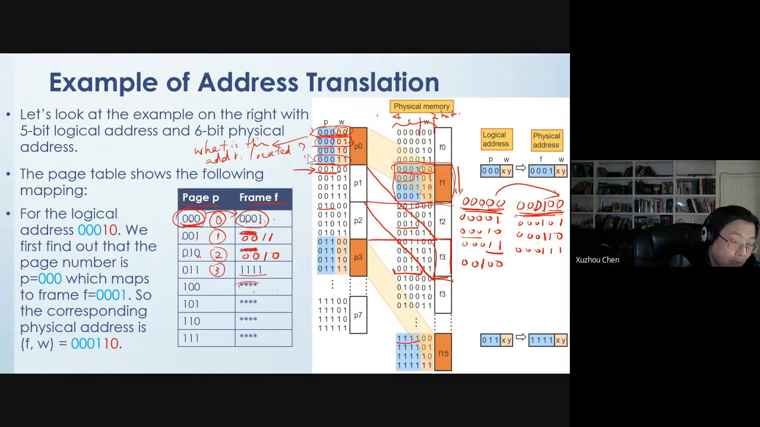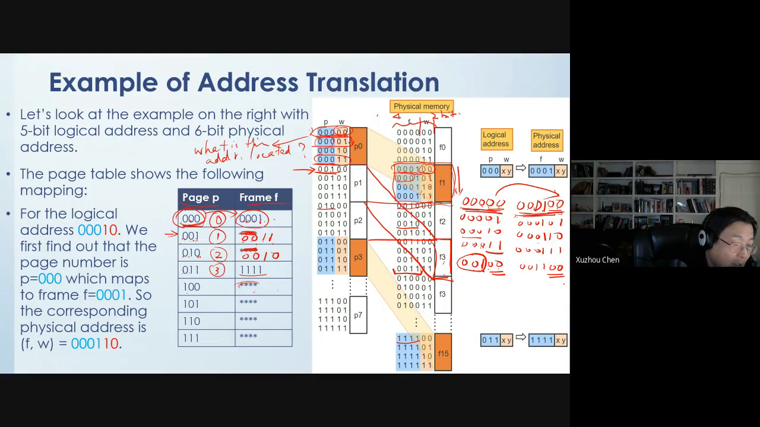And then we find out the page number has changed, right? It's not in page 000 anymore. It's actually in page 1. So then I need to look at the page table. Where does this page number map to? It maps to frame number 0011. Okay, so that's actually frame number 3, right? Now, what is the offset? Offset is 00. So I just copy the offset.